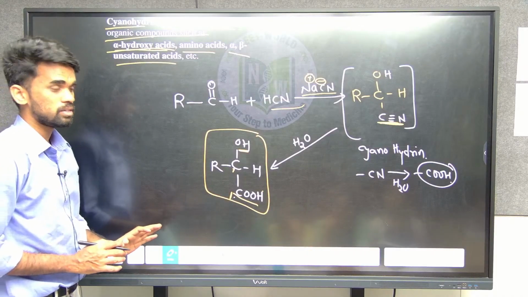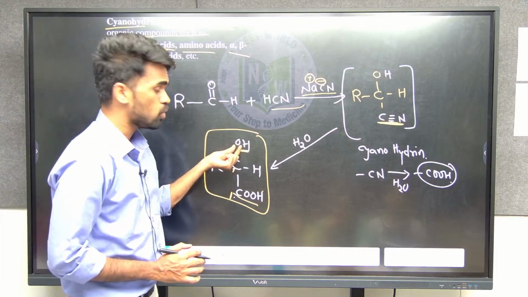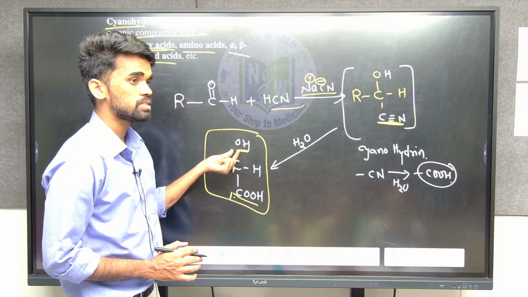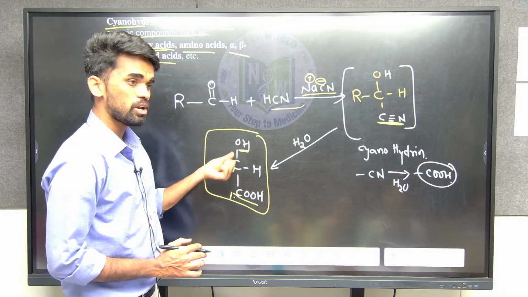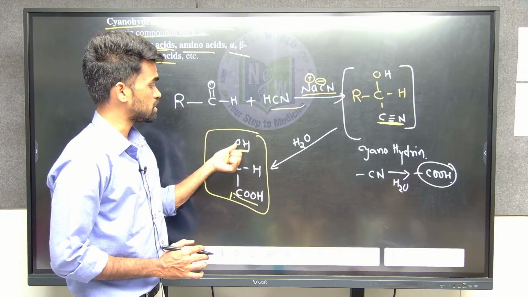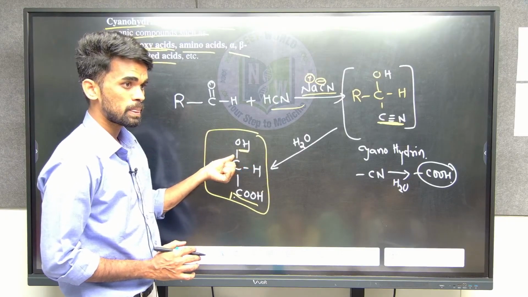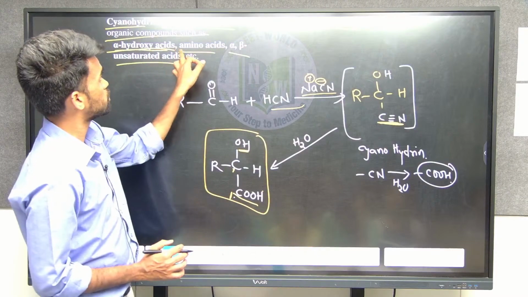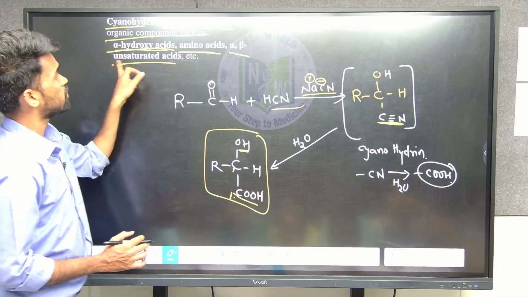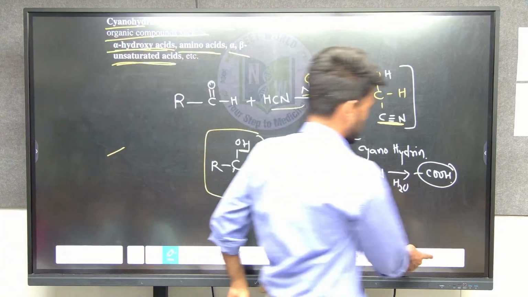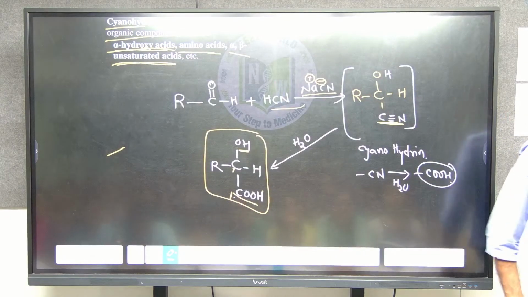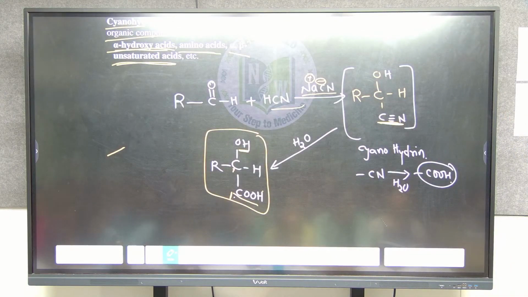Next one. From these we can also prepare amino acids. What can we prepare? See, if I replace OH with NH2, what happens? Alpha amino acids we will get. So it means we can also prepare amino acids, and next, alpha beta unsaturated compounds. Okay, you go to break, we'll discuss in the study over time.